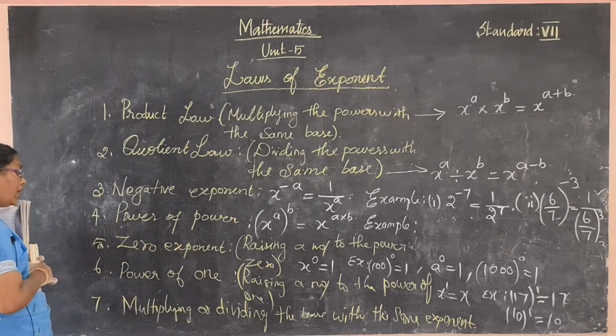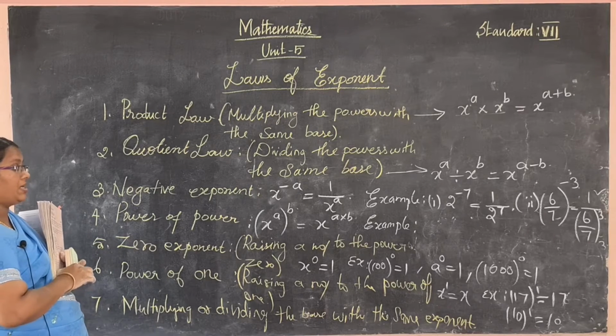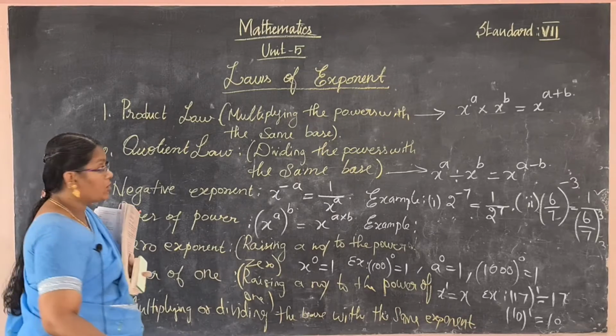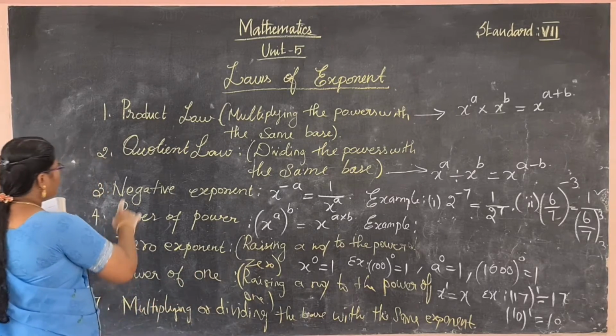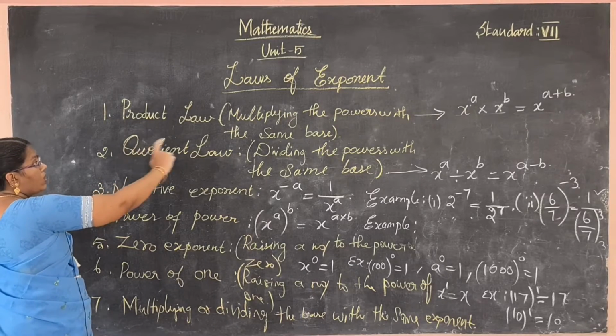And the final one, multiplying or dividing the bases with the same exponent. Okay. See, once again I recall all the laws. Product law, what is the formula?